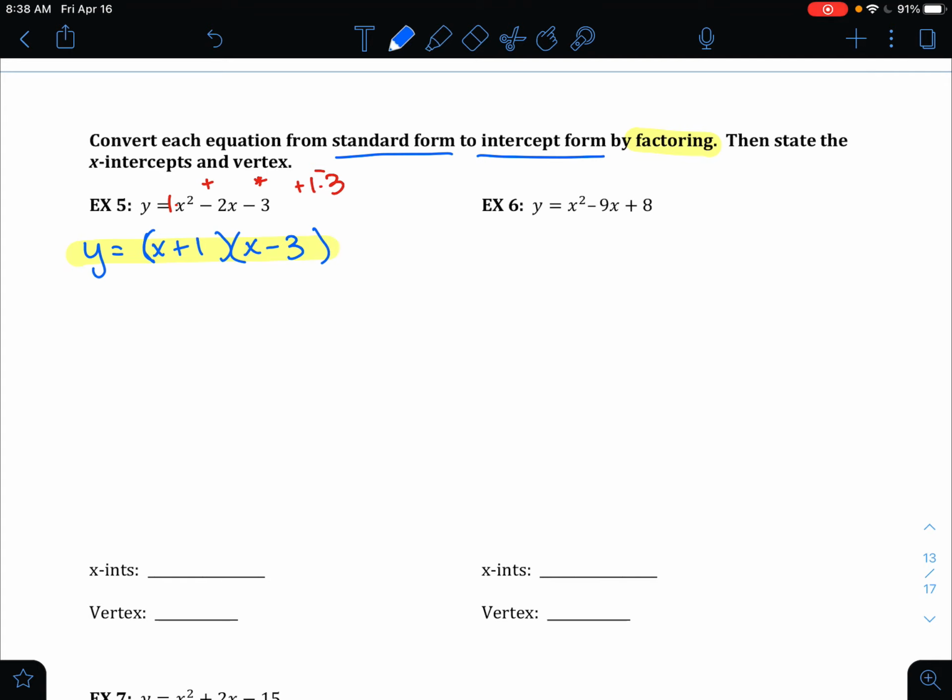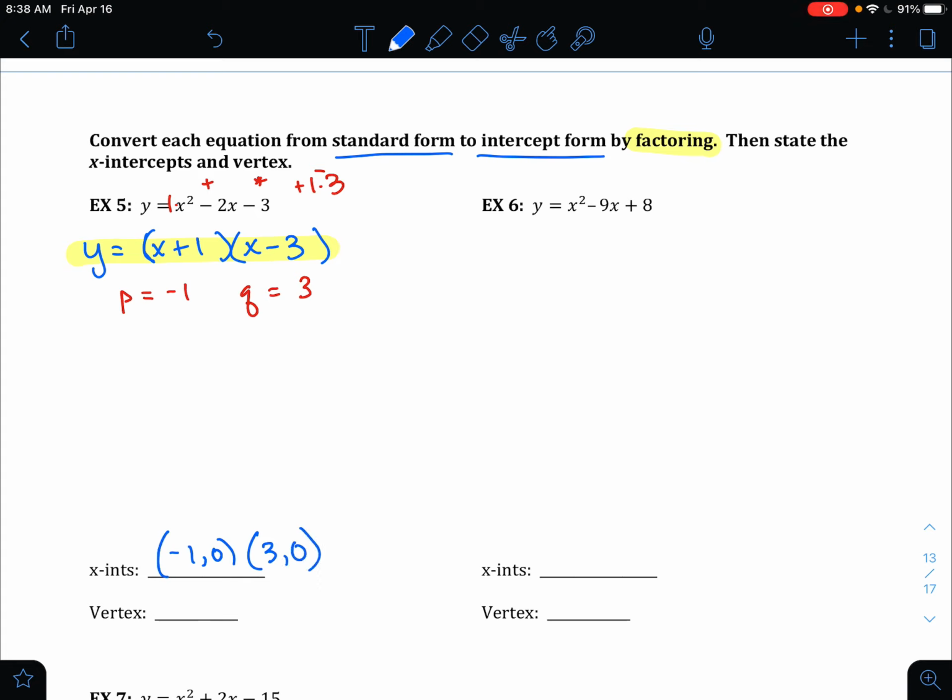Okay, so I'm going to jump down to my intercepts. Or actually, I'm going to come back up here. So I need the p value and the q value. So you want opposites, remember. So negative 1 and positive 3. So those are going to give me my intercepts. So negative 1, 0, positive 3, 0.